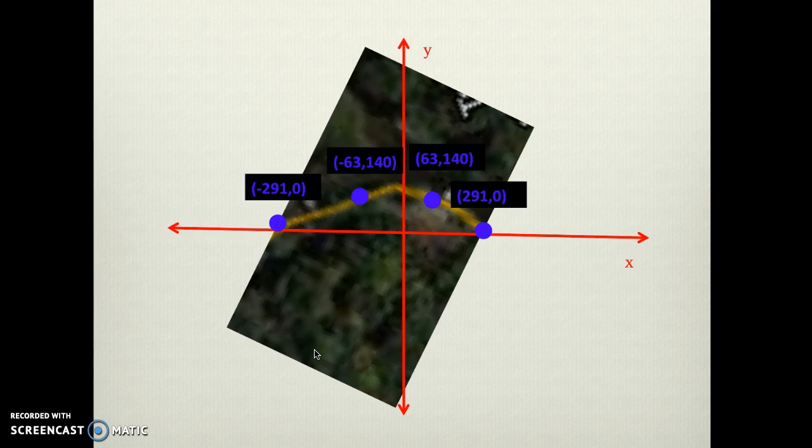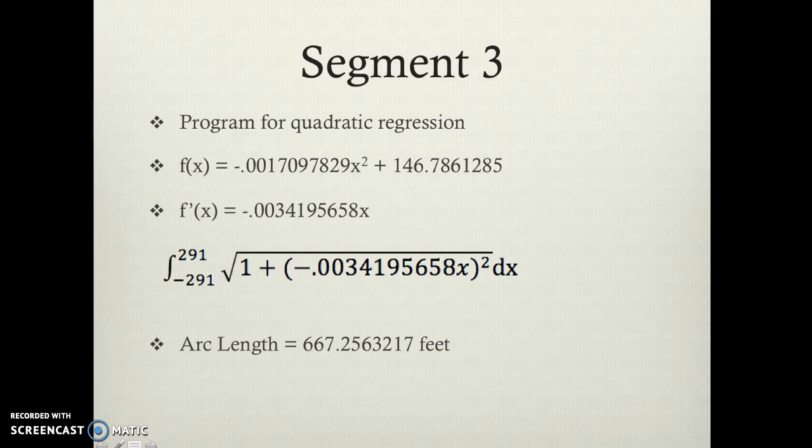And basically I did the same thing for segment 3 as well, because segment 3 is also an arc. So I found the points using the X and Y axis. I found the quadratic formula, the derivative, and used the arc length formula to find how long the arc was, which is approximately 667.25 feet.